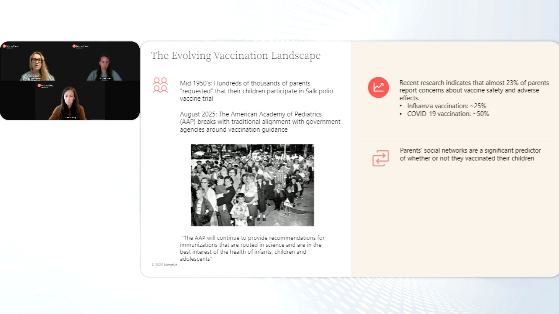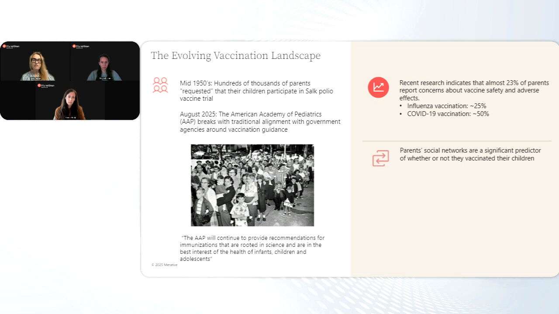And Brenna mentioned some of these things, but when you really sort of think about it, in less than 3 decades, we have really shifted from a place where you really had parents lining up and begging and requesting that their children be able to participate in the Salk polio vaccine trials, to where we are now, where you saw, as Brenna mentioned in the last month, for example, the American Academy of Pediatrics, which historically has had this very long history of providing evidence-based guidance on vaccines and has worked collaboratively with the CDC and others to really harmonize vaccination recommendations, breaking with government recommendations, particularly as it relates to COVID-19 vaccination.